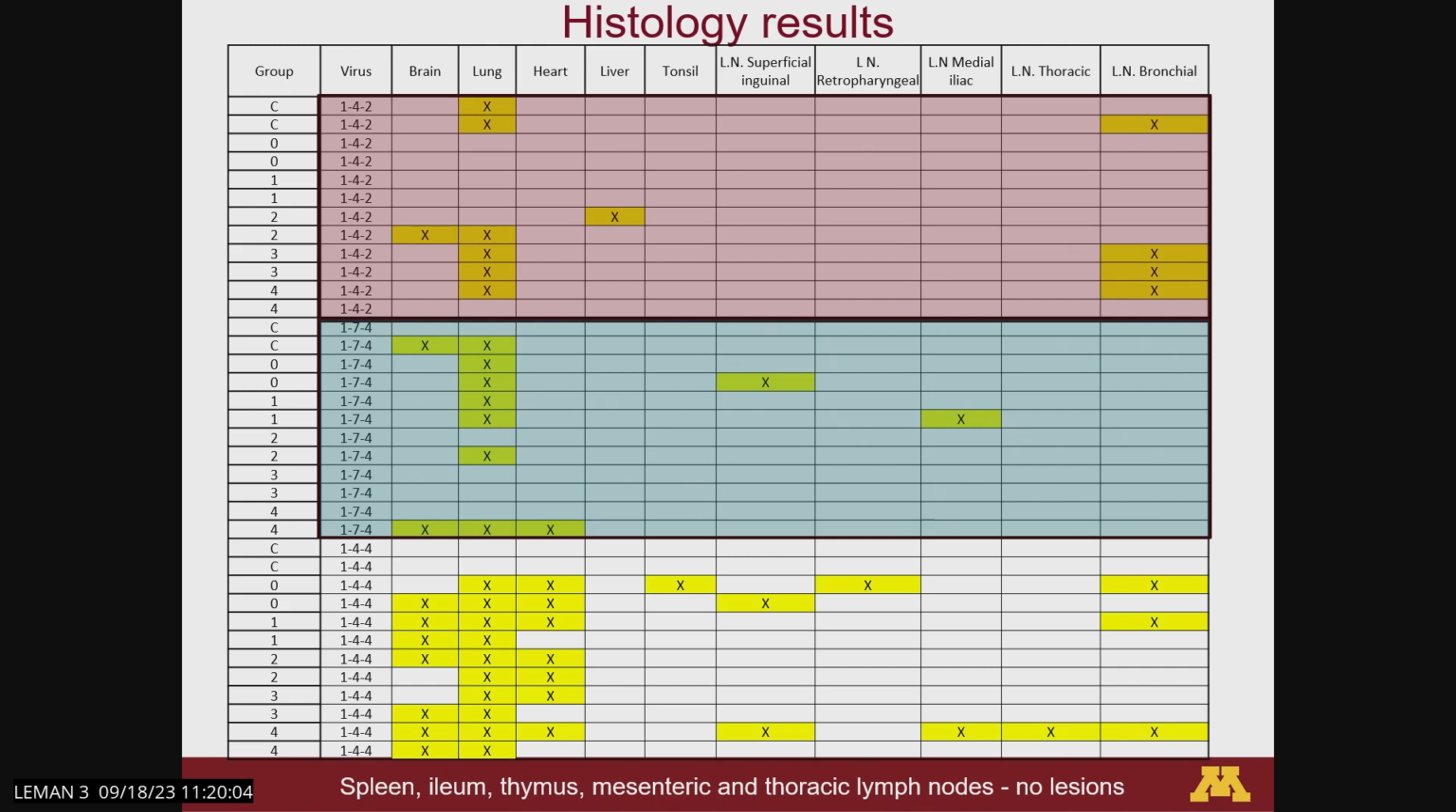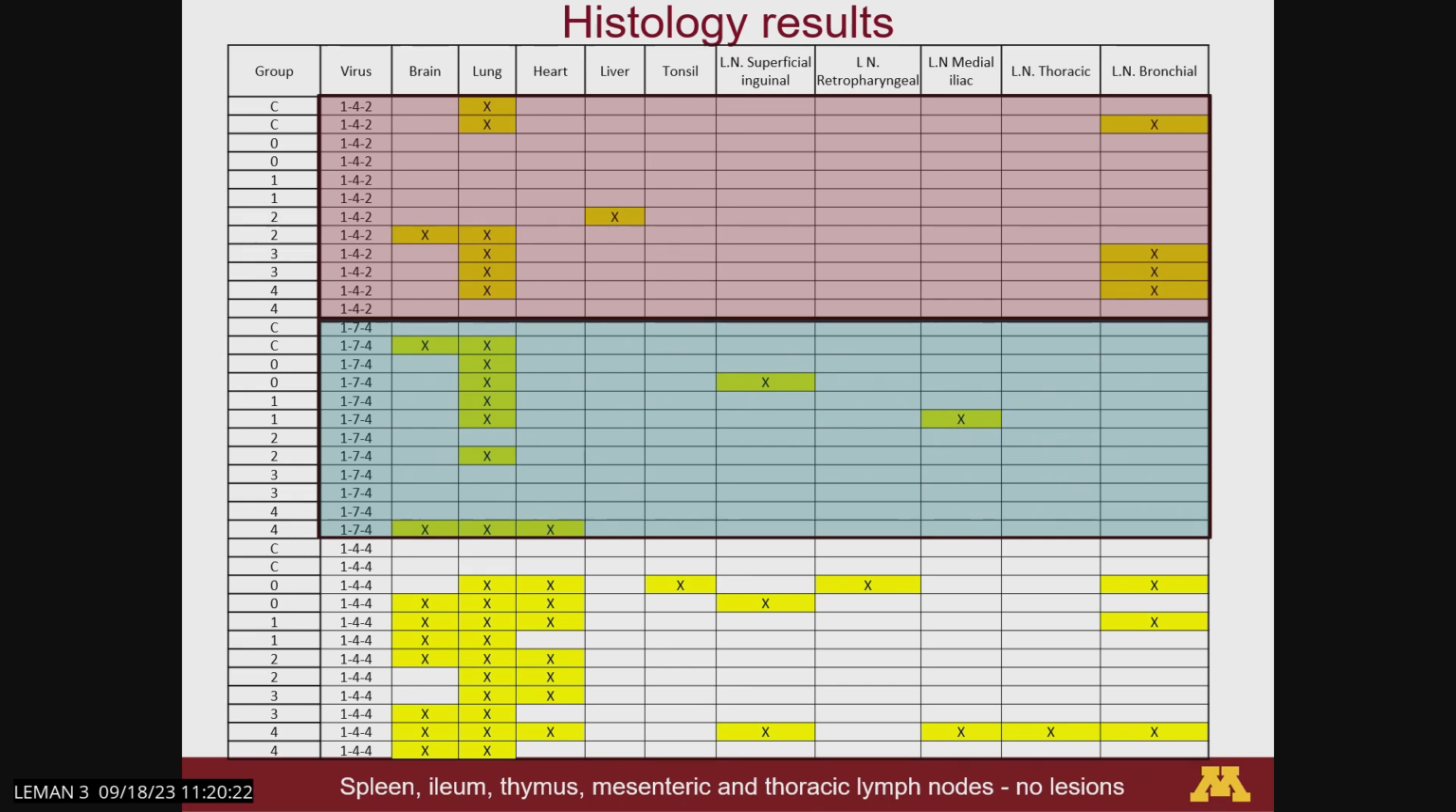If we move to the 174, again, some lungs are affected. Not that many; just one in the highest group has brain and heart lesions. Not that many lymph nodes affected, one here, another one here.